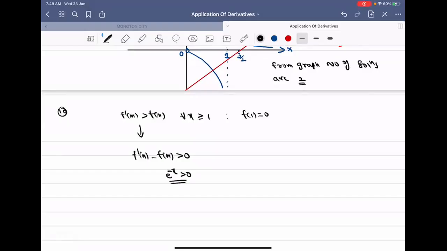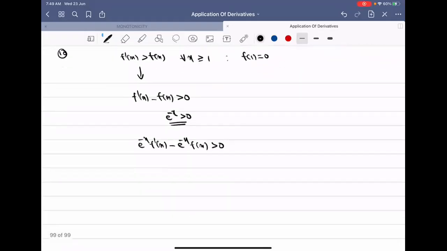So if you multiply throughout with e power minus x, the inequality will not change because e power minus x is a positive number. Therefore, e power minus x times (f dash x minus f of x) is still greater than 0 because we are multiplying throughout with a positive number. Now, what is this one? Tell me, this is the differentiation of which function?